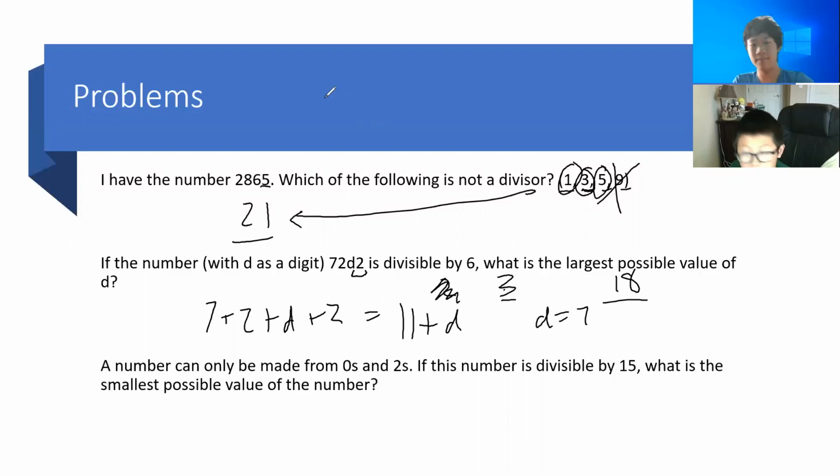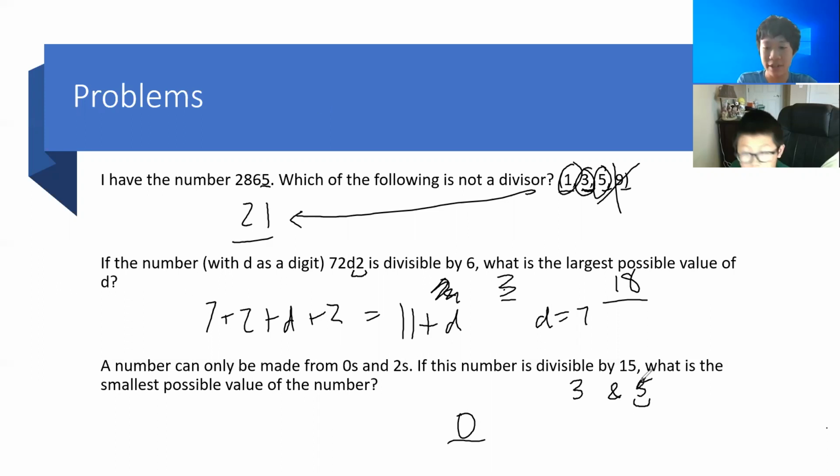All right, for the last one, a lot of you were almost there, very close. So if we want it to be divisible by 15, it's got to be divisible by 3 and 5, right? Because 15 is 3 times 5. So for 5, let's start with this one. The last digit has to be a 0 or a 5, right? So we can only have zeros and twos as digits. So we have to put a 0 as the last digit, because if we put a 2, then the number is not going to be divisible by 5 at all. Okay, so the digit at the end has to be a 0.